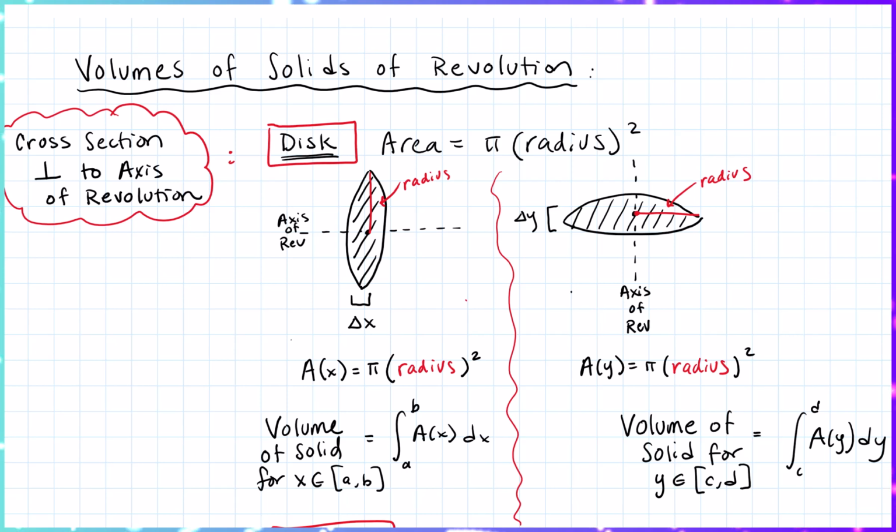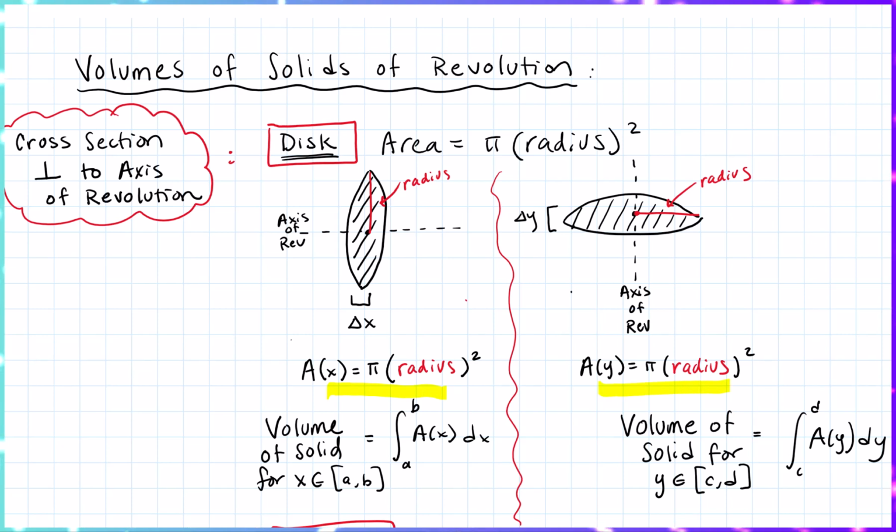Let's take a look at a couple more examples of calculating the volume of solids of revolution. As a reminder, these were the formulas that we derived and discussed on the last video. When we take a solid of revolution, we're going to determine if the cross-section is a disk. And if it is a disk, then we're going to use one of these two formulas because the area of a disk is pi times the radius squared. As you can see here, pi times the radius squared, pi times the radius squared.